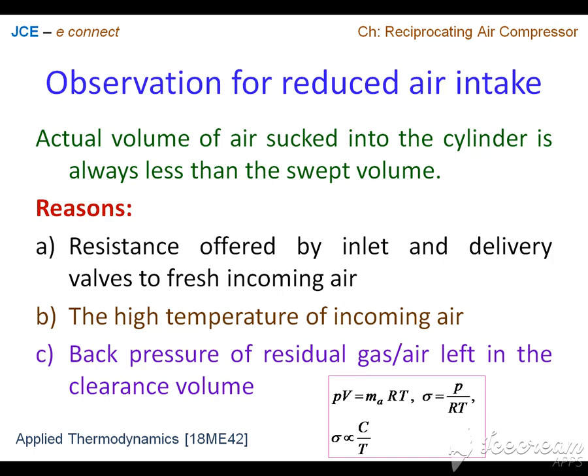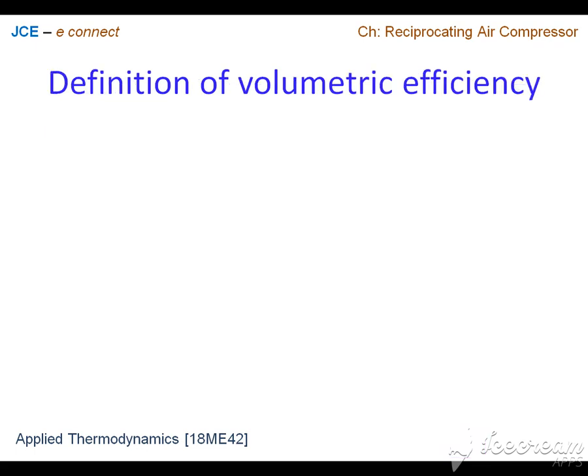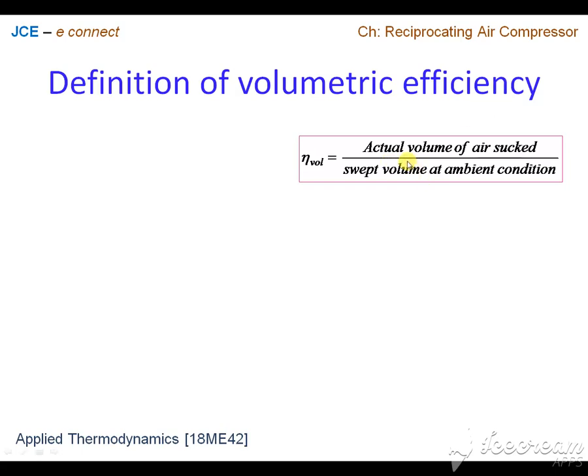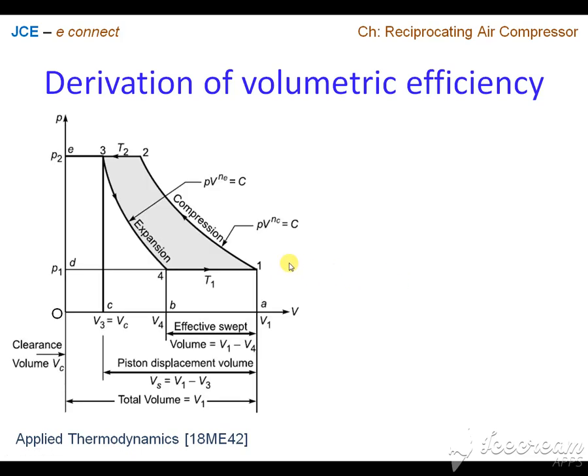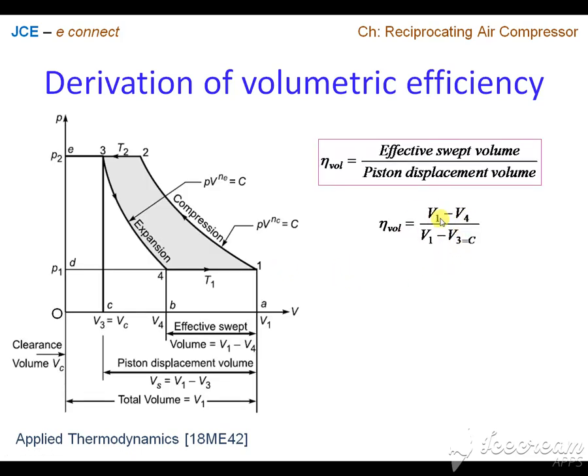Now let us take up a derivation on the volumetric efficiency. By definition, volumetric efficiency is given as a ratio of actual volume to that of swept volume. Now looking at the PV diagram, actual volume represents here the effective swept volume, which is given as V1 minus V4, and the swept volume represents the piston displacement volume, which is given as V1 minus V3. Therefore, plugging in these two volumes into the equation, we get the equation of this kind. Further, V1 represents from the PV diagram the sum of clearance volume and the piston displacement volume. Plugging in these volumes into V1, we get the equation of this kind.